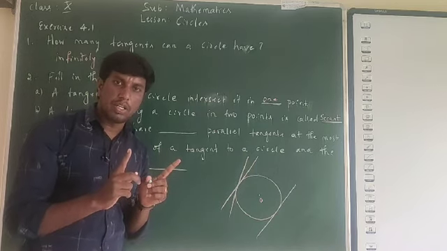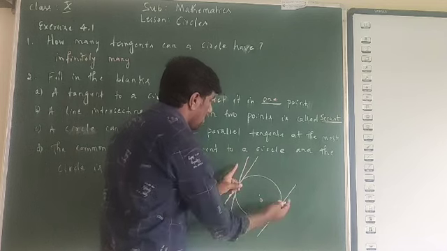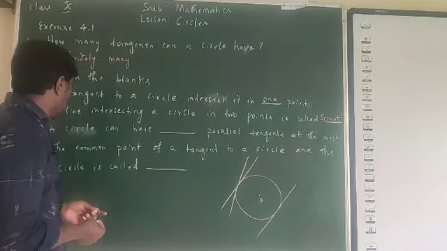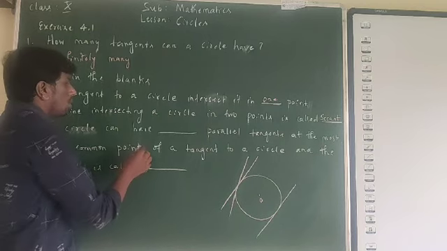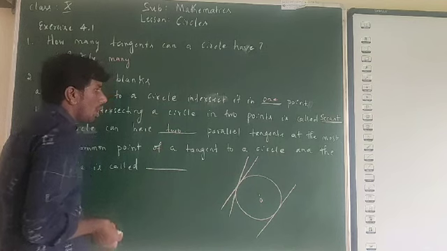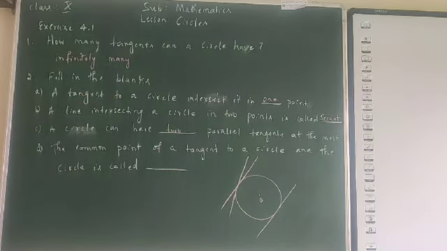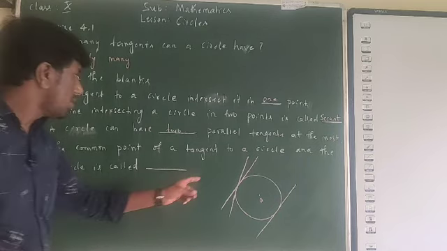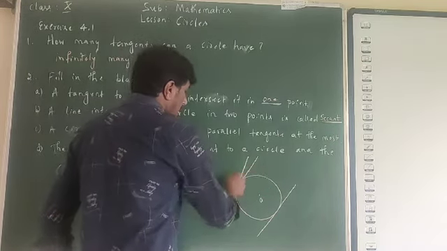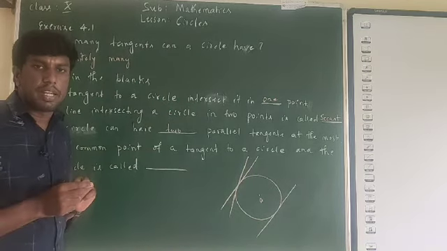Only 2 parallel tangents. So this is one and this is one. If I draw like this, then that will not be parallel, that will be intersecting lines. So a circle can have 2 parallel tangents at the most. These are the 2 parallel tangents. So at most it can have only 2 parallel tangents.